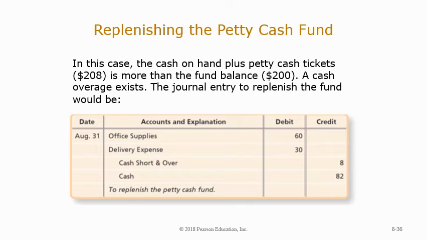So in this case, the cash on hand plus the cash tickets was $208. That's more than what should be in the fund balance of $200. A cash overage exists. So the journal entry to replenish our petty cash fund looks like this. Again, we are going to debit office supplies for $60 and debit delivery expense for $30 in this case. And then we are going to credit cash over short for $8 and credit cash for $82. This will bring our petty cash fund back up to $200 and it gets rid of that $8 overage that we had.